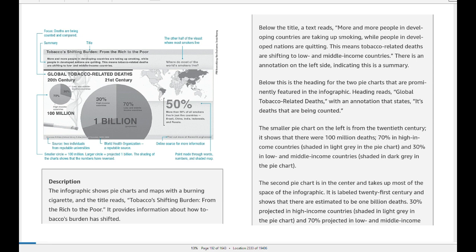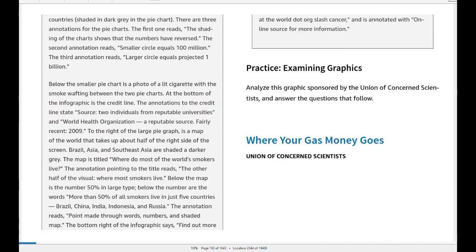The second pie chart is in the center and takes up most of the space of the infographic. It is labeled 21st century and shows that there are estimated to be 1 billion deaths. 30% projected in high-income countries, shaded in the lighter gray on the pie chart, and 70% projected in low and middle-income countries, shaded in the dark gray in the pie chart.